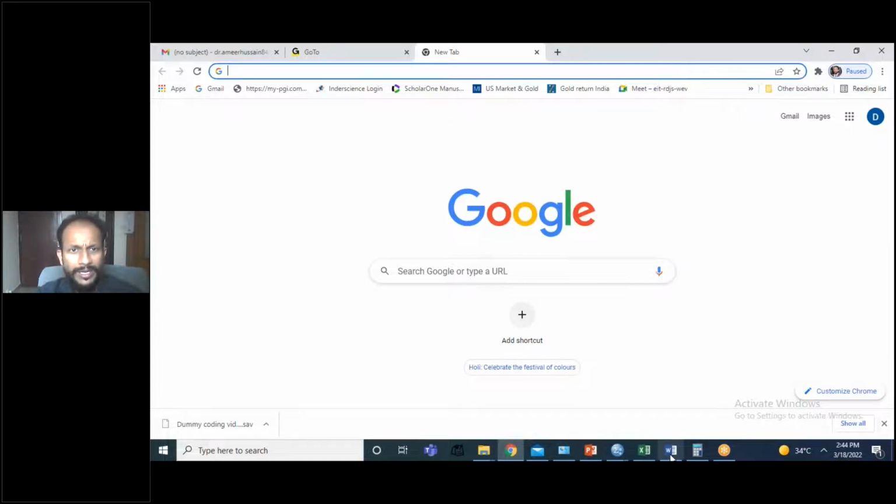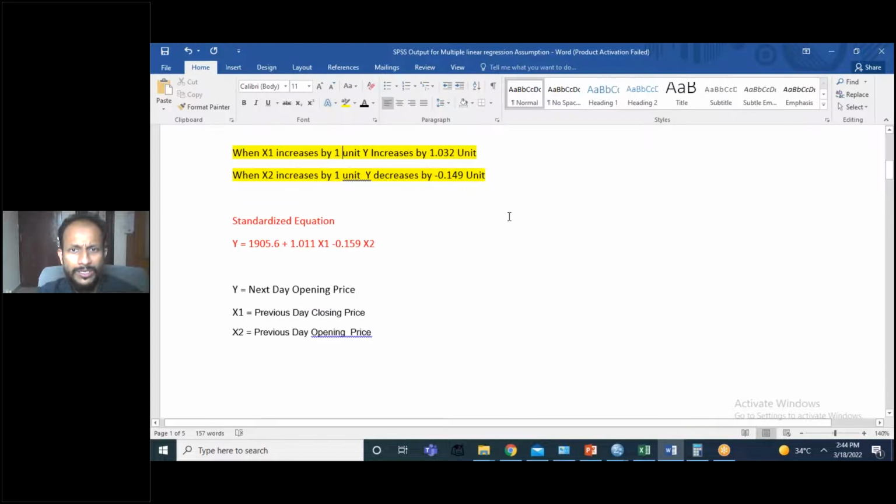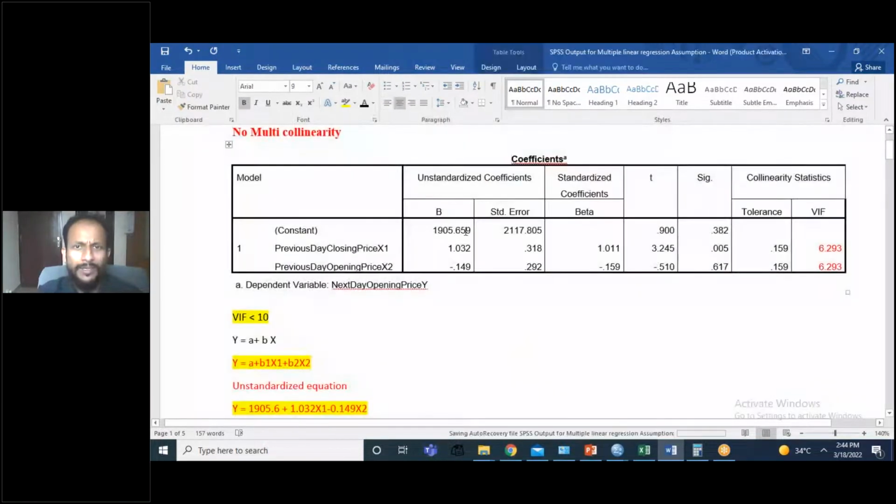Okay, if somebody can tell me, I'll be very happy. It will give me some kind of satisfaction. Because this is the table, okay? This is the multicollinearity table. This is the main table of linear regression.